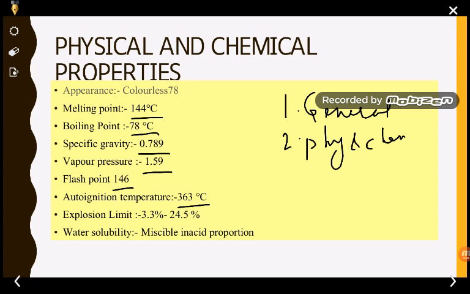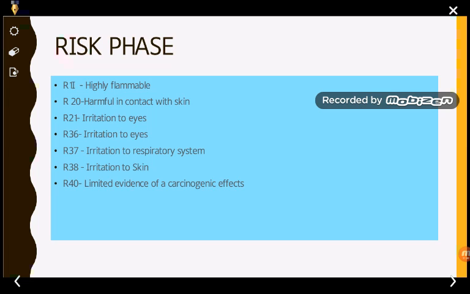So these are certain physical and chemical characteristics of that chemical. We have here seen the chemical and physical properties of ethyl alcohol. At which temperature it melts, at which temperature it boils, at which temperature it explodes, what the flash point is, at which temperature it vaporizes, and at which temperature it becomes soluble in water. These are the physical and chemical properties of ethyl alcohol.